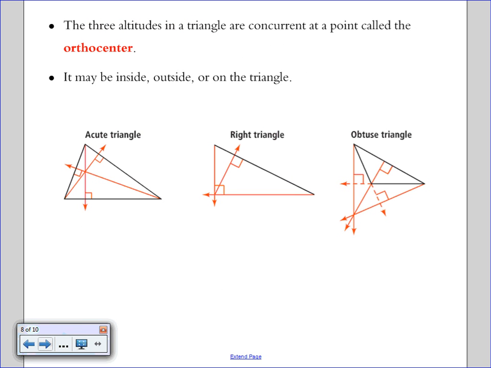Just like the other lines we've been learning about, three altitudes are concurrent. The special name for this point of concurrency is the orthocenter, and it may be inside, outside, or on the triangle, depending on the type of triangle you have. So there could be an acute triangle with an orthocenter inside. A right triangle has its orthocenter on the triangle, and an obtuse triangle will have the orthocenter outside. So these are nice computerized versions of altitudes, which look a lot neater than the ones that I was trying to show you.